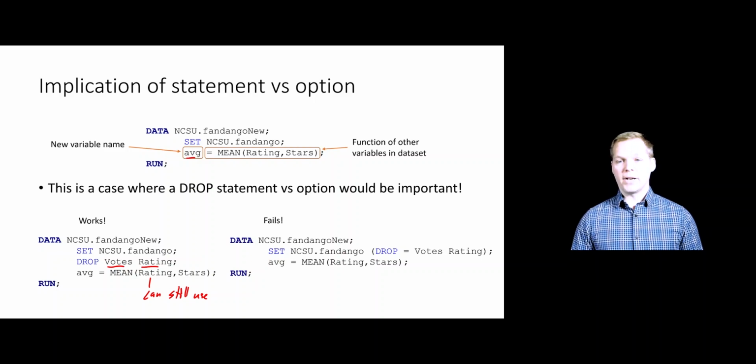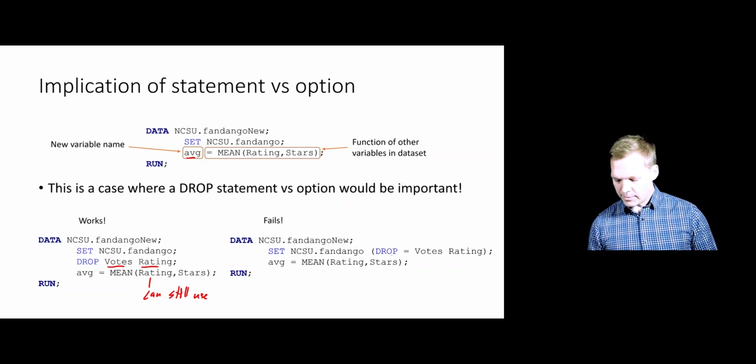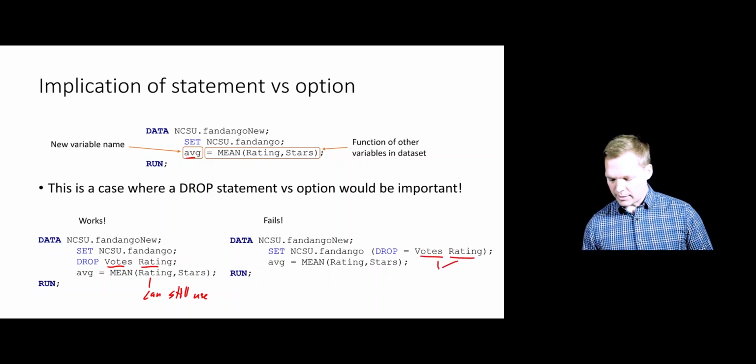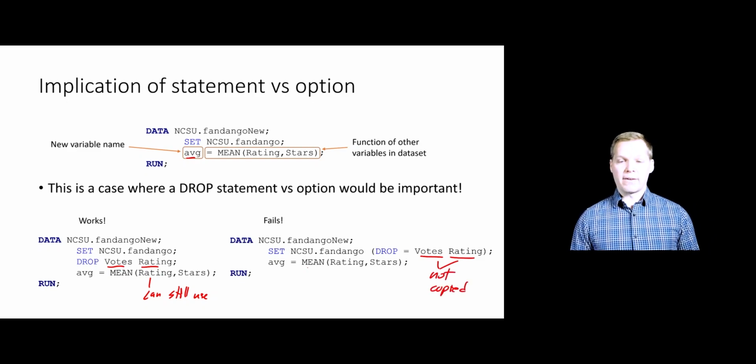If I look over here on the right though, if I use my drop option, these variables are not copied. So I might want to create an average rating here, but I'm not going to be able to use the mean of the rating and stars variables because rating is not going to exist in the copied data set. So again, we do have implications between using a statement versus a data set option.